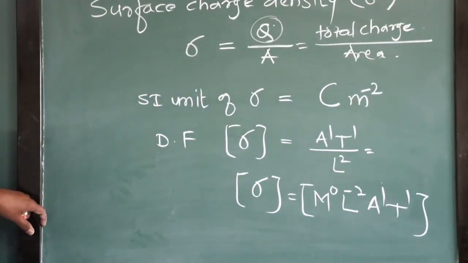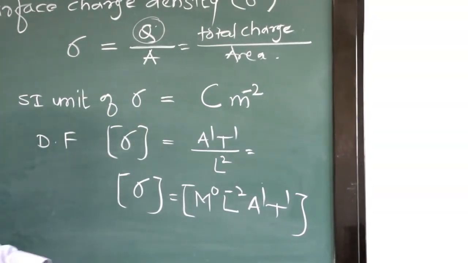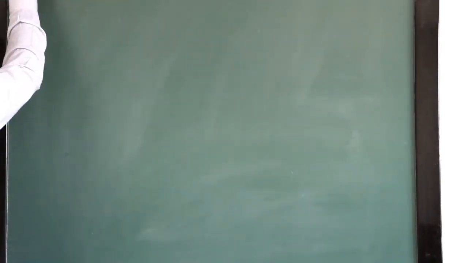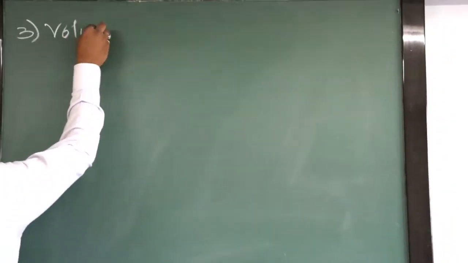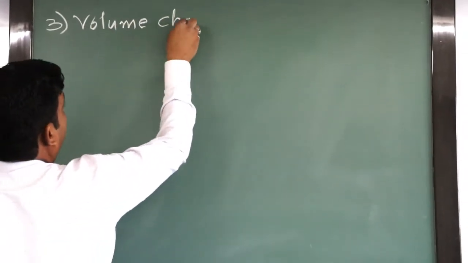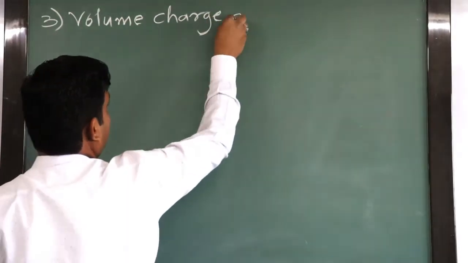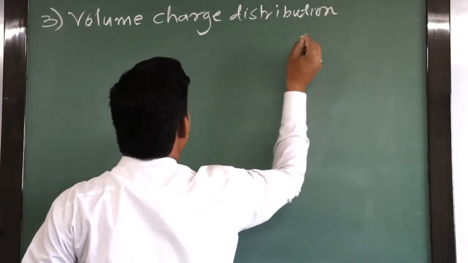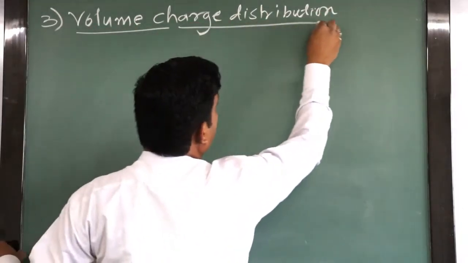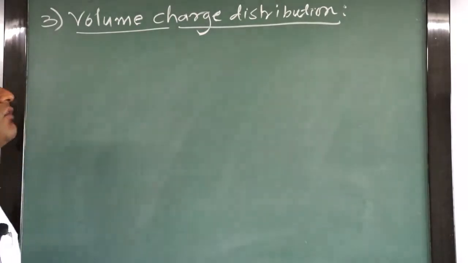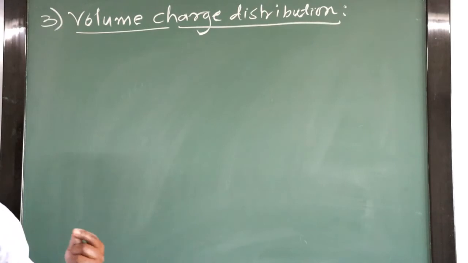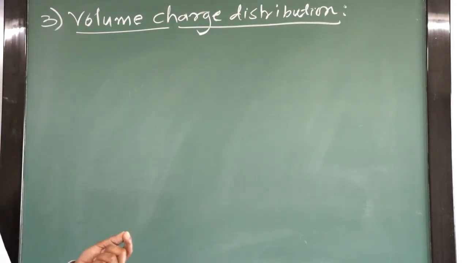The third type that we are going to discuss is volume charge density, the volume charge distribution. When charges are uniformly distributed inside a volume, that is known as the volume charge distribution. Now we will see the definition of volume charge density.